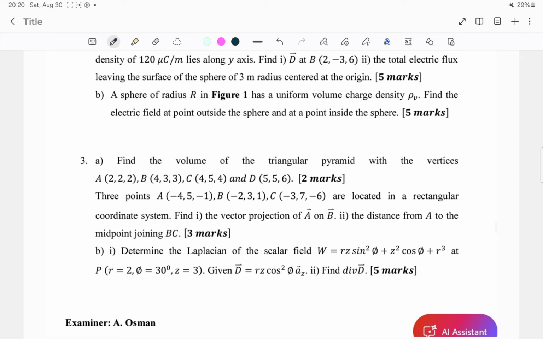3 points A, minus 4, 5 are located in a rectangular coordinate system. And 3 points, I'm looking at find the vector projection on B. So the first one we start with is A only. We are just to find the volume of the triangular pyramid with the vertices A (2, 2, 2), B (4, 3, 3), C (4, 5, 4), and then D (5, 5, 6).